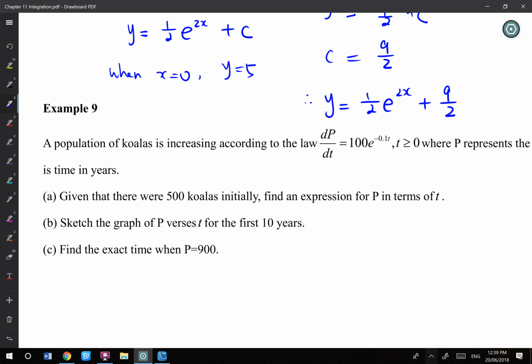Any questions for that? Okay, let's have a look at the next one.